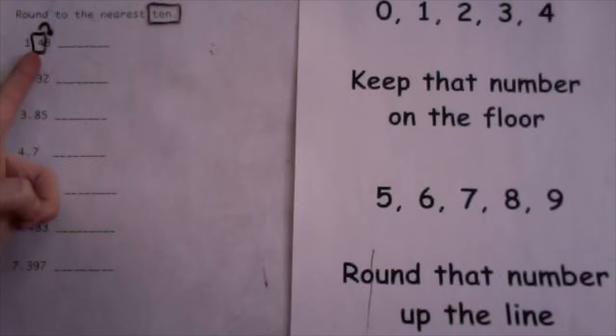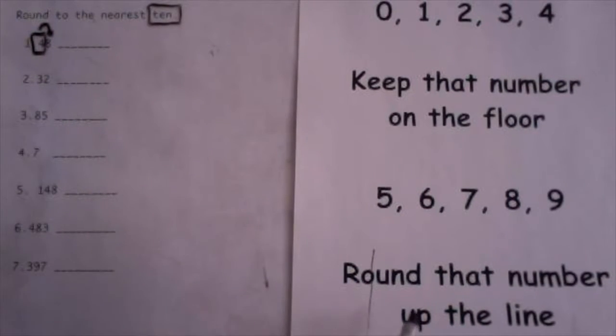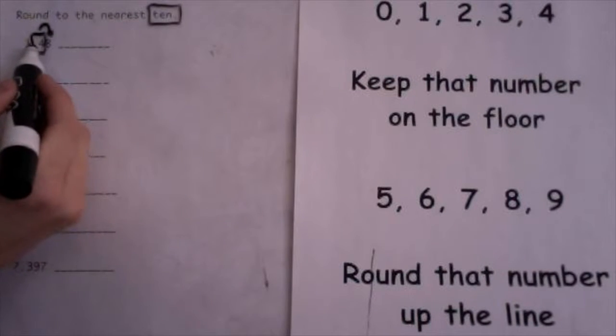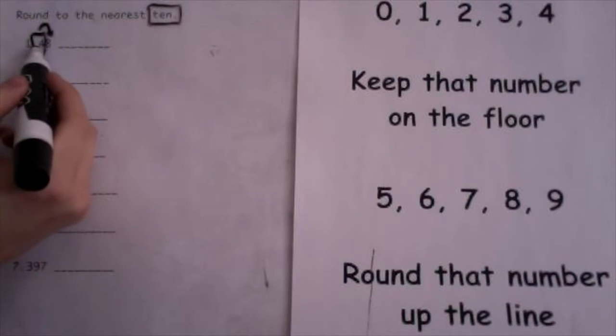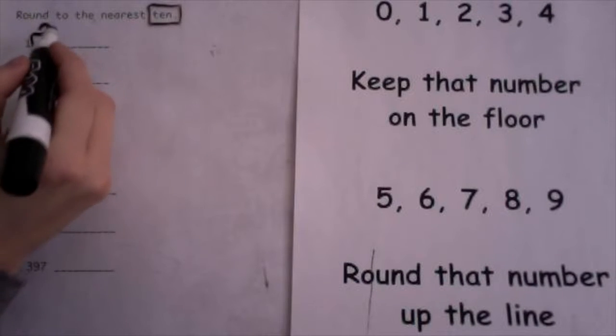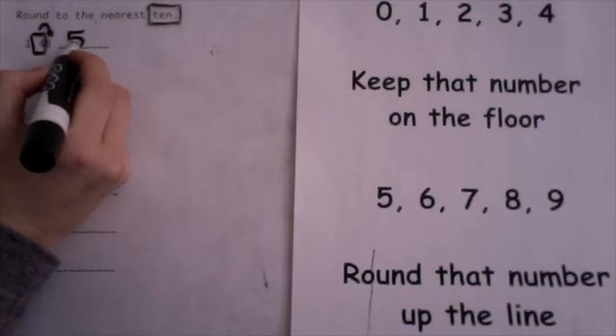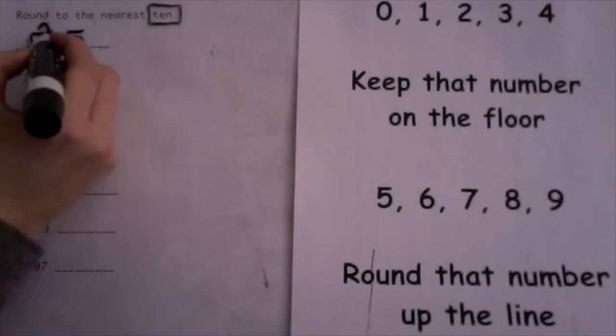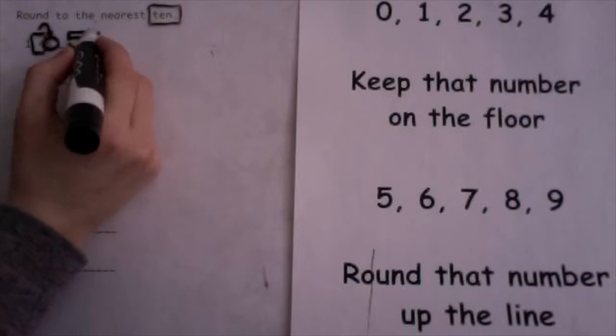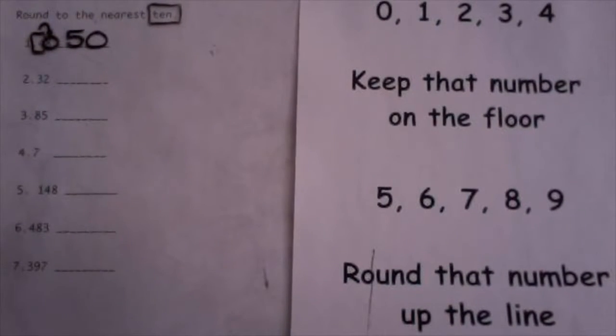Remember, we're only changing this number here. So if I need to round up the line, what number comes after 4? 5. Very good. So the 4 in our tens place is going to change to a 5. And this number is now going to change to a 0. So the number 48 rounded to the nearest 10 would be 50.